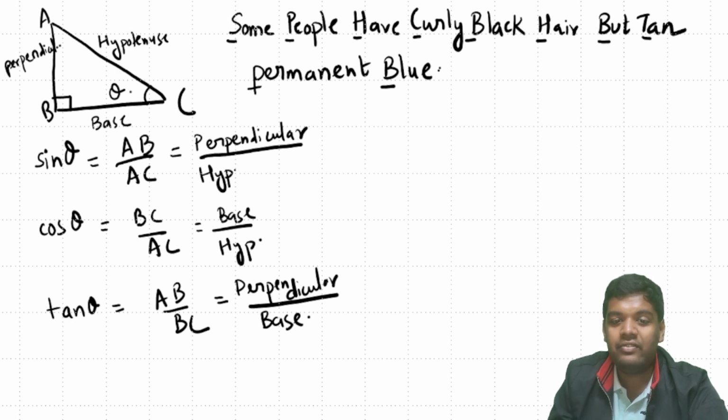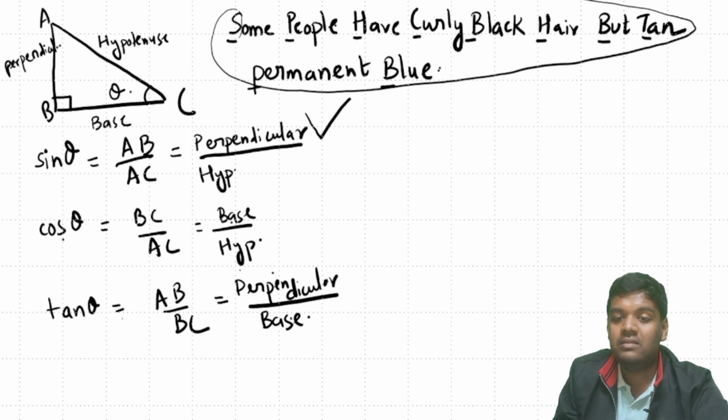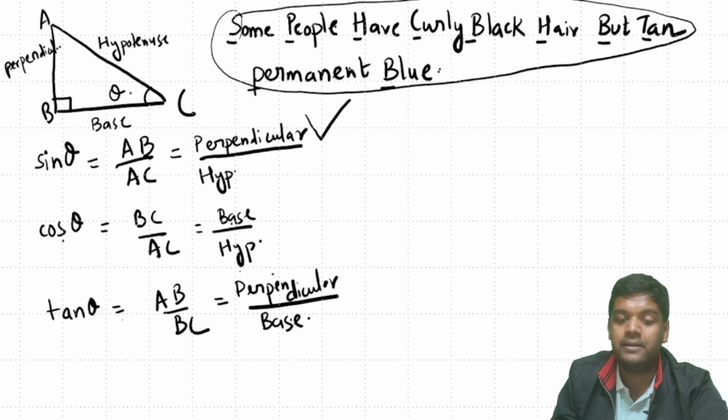Some people have: S stands for sine theta, perpendicular by hypotenuse. Curly black hair: cos theta equals base by hypotenuse, right? But tan permanent blue: tan theta equals perpendicular by base. So this line can help you in determining the formulas for these three terms used in trigonometry, right?